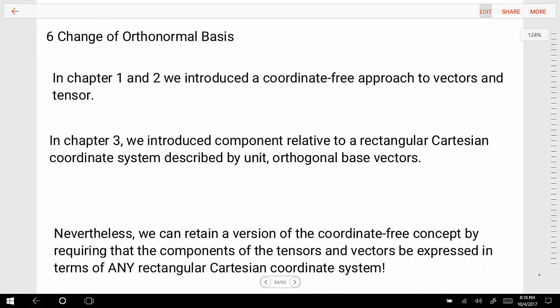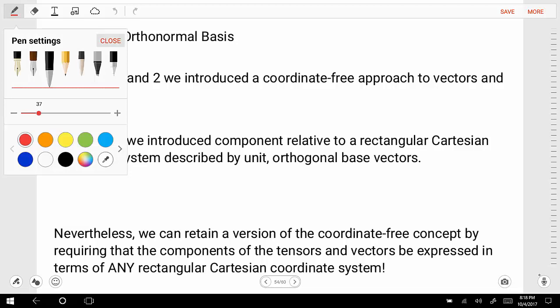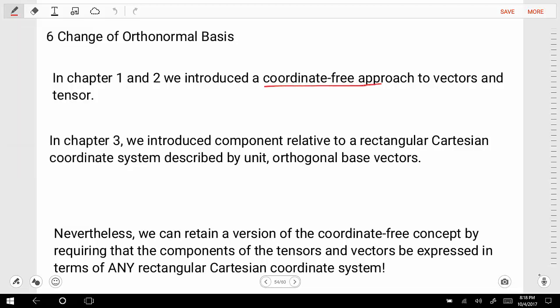Now, in our previous chapters, in chapter 1 and 2, we introduced the concept of a coordinate-free approach to vectors and tensors, right? The approach where we simply define them as, hey, this is a vector, hey, this is a tensor, and we don't actually prescribe a coordinate system to the vector or tensor, right? We can manipulate them in different ways. We can transpose a tensor, we can invert a tensor, without actually having to go into the nuts and bolts and see the coordinate system.